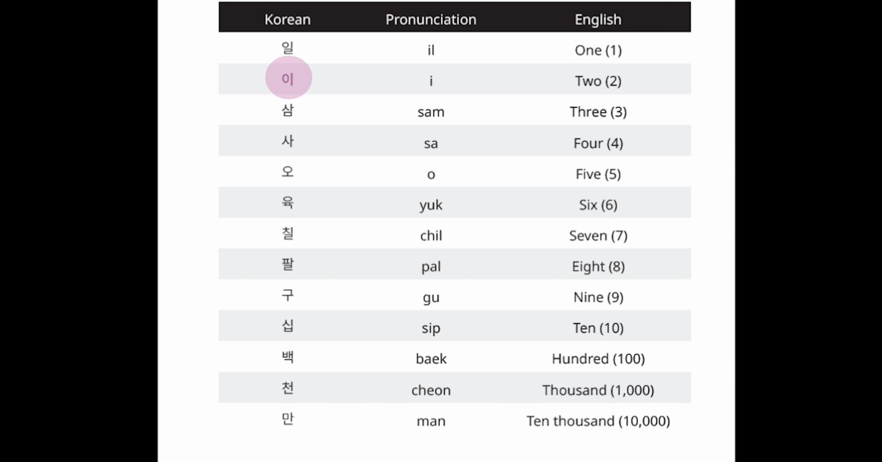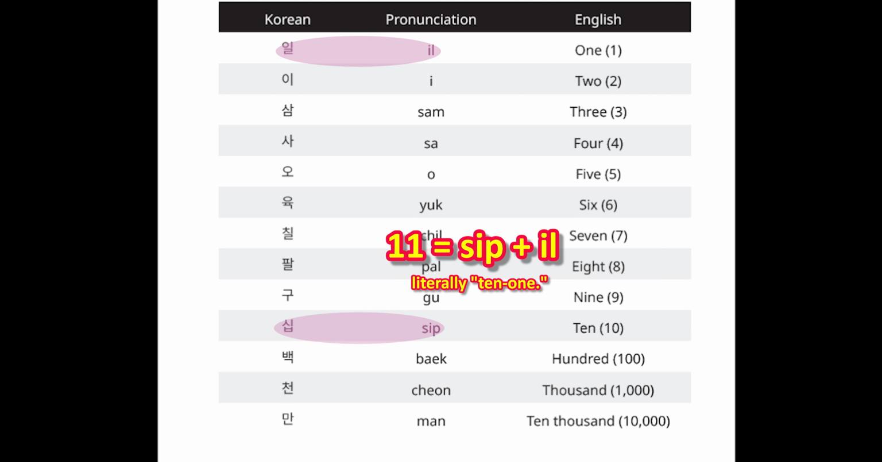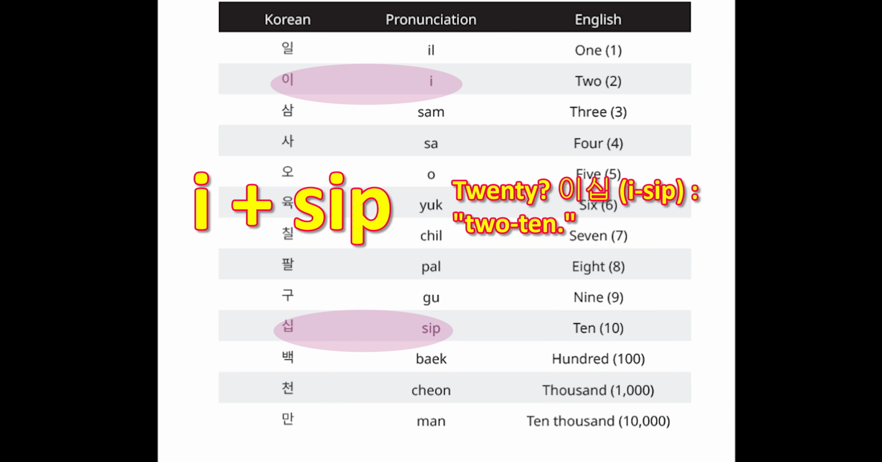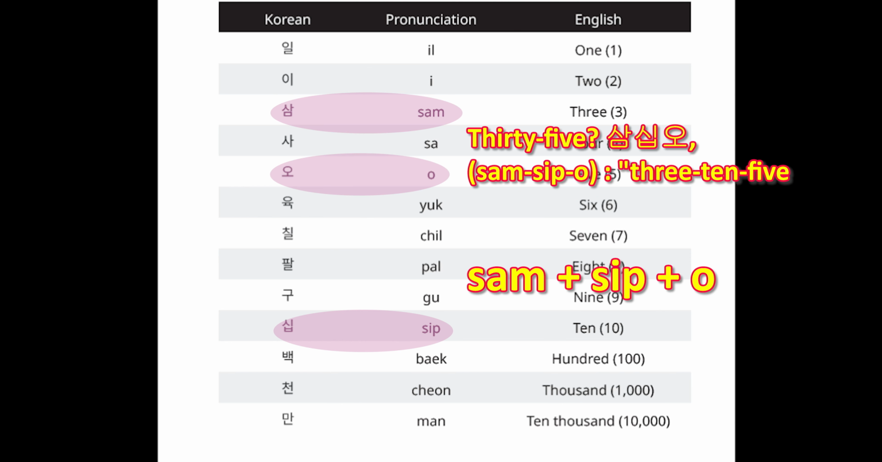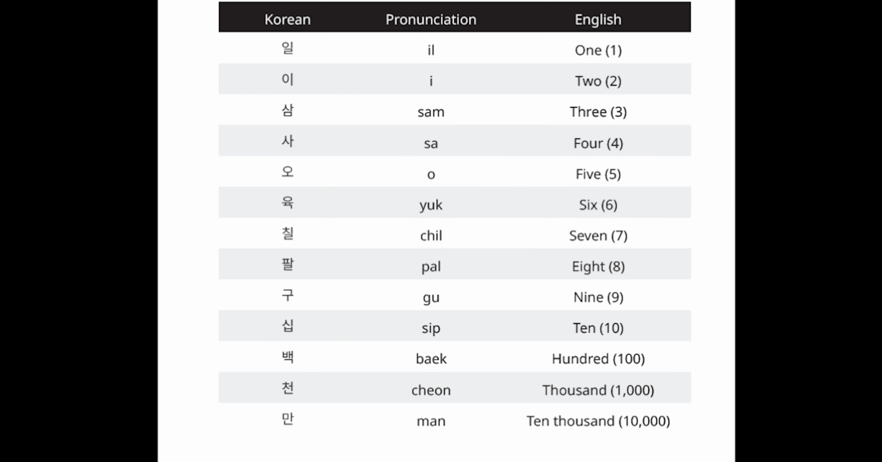1, 2, 3, 4, 5, 6, 7, 8, 9, 10, 100, 1000, 만. To make bigger numbers, you just stack them together like building blocks. 11, that's 11. Once you memorize 1 through 10, you can build pretty much any number. Practice these alongside the native Korean numbers and you'll have counting in Korean completely covered.